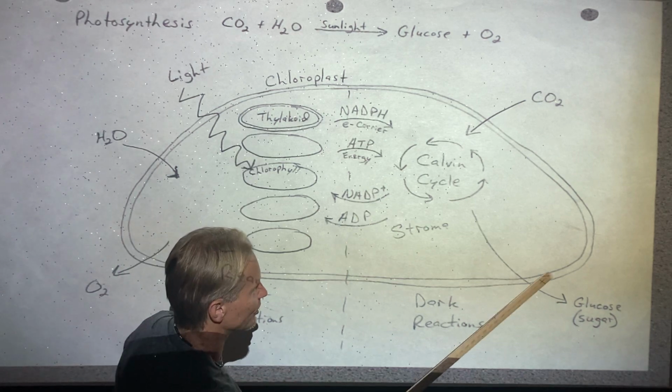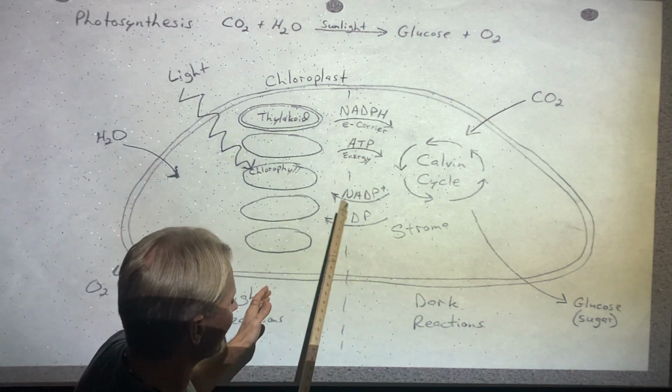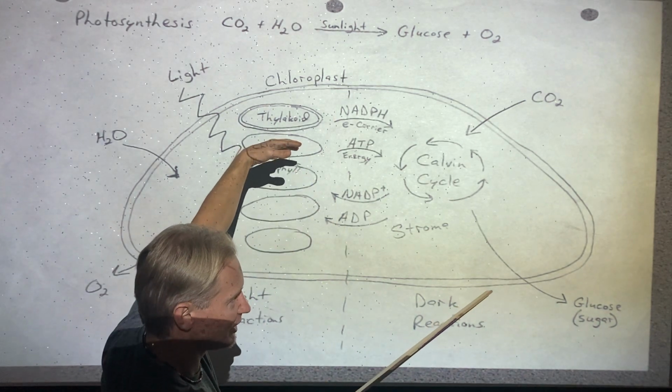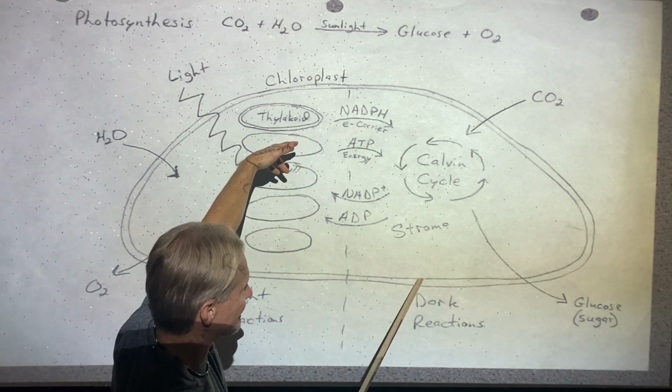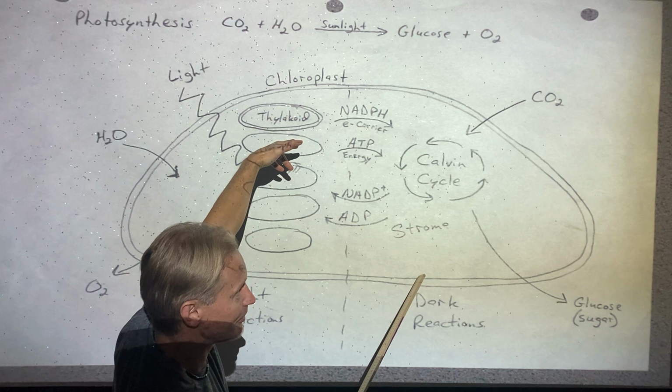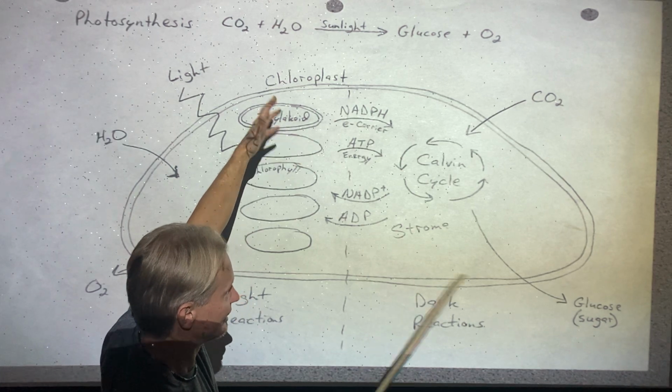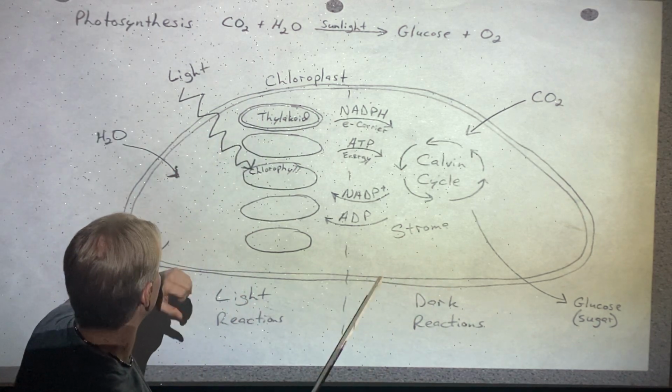So let's dive into a chloroplast. A chloroplast is like a miniature cell inside of the bigger cell. Now, in fact, these things probably evolved separately on their own and became part of plant cells. That's a whole other story. We kind of talked about it a little bit before.